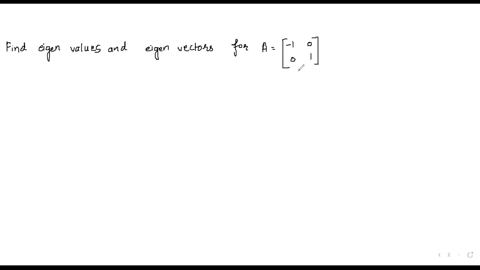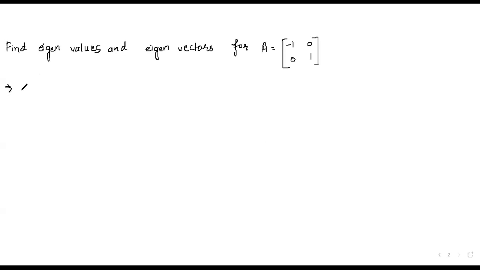Find eigenvalues and eigenvectors for A equal to, let's start with a small matrix, [-1, 0; 0, 1]. First step.